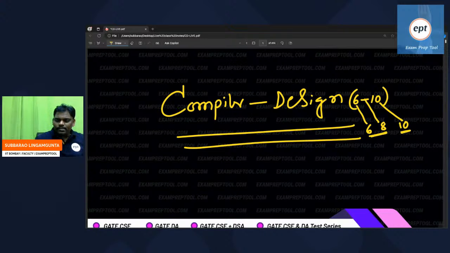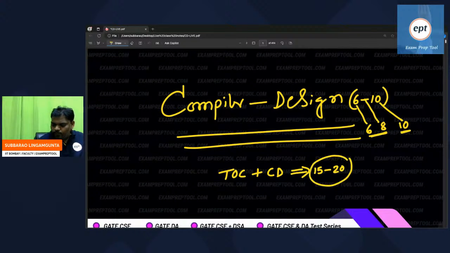Let's start compiler design. TOC plus compiler design combinedly will give 15 to 20 marks. These two subjects combined will give minimum 15, maximum 20.